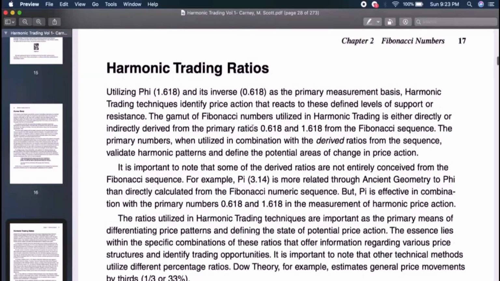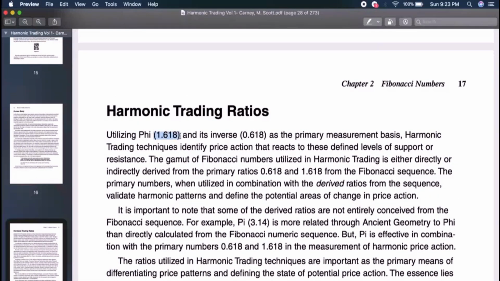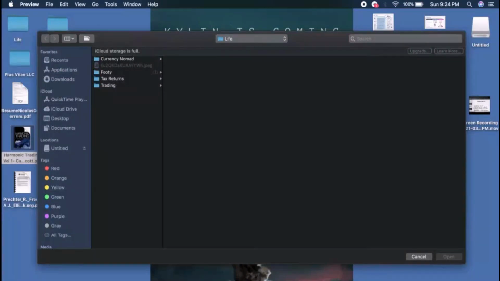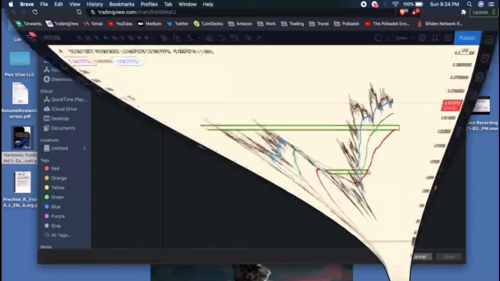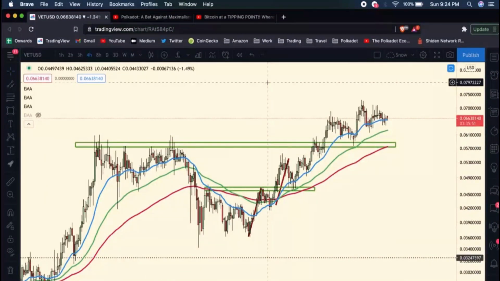Okay, so what we need to know is that phi, the 1.618 extension, and its inverse 0.618, which they call the golden mean or the golden ratio, are the most important Fibonacci numbers. And traders are looking for these levels because they repeat over and over again in the charts. So that being said, all credit to Scott M. Carney for that book. I just wanted to read to you where Fibonacci came from real quick and introduce that to you.